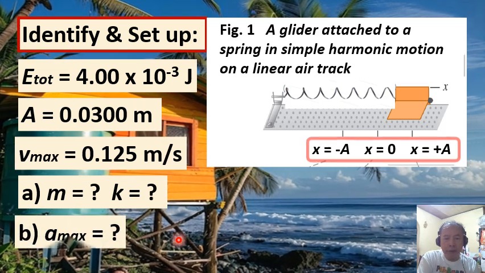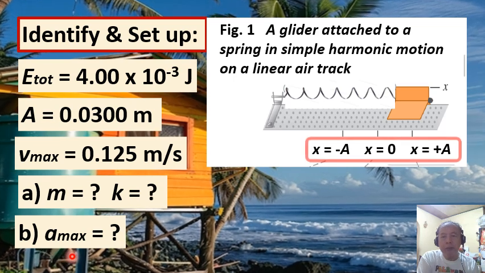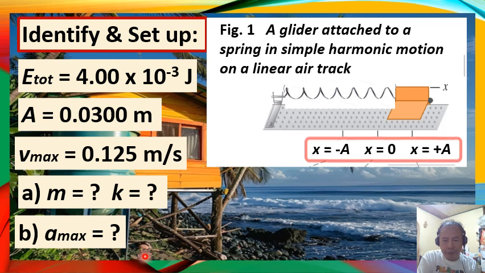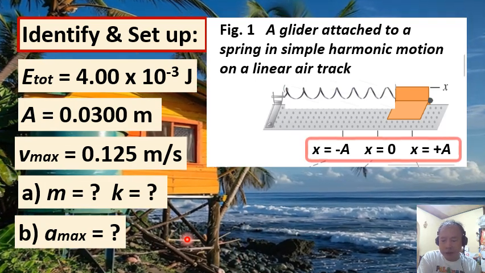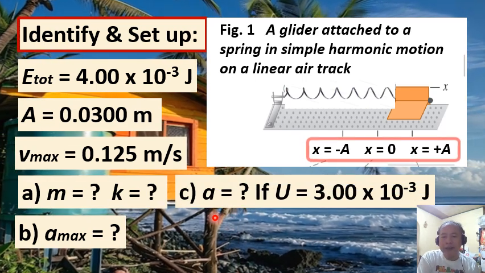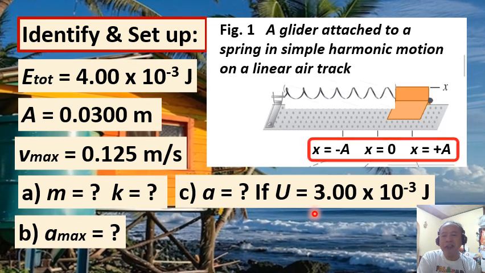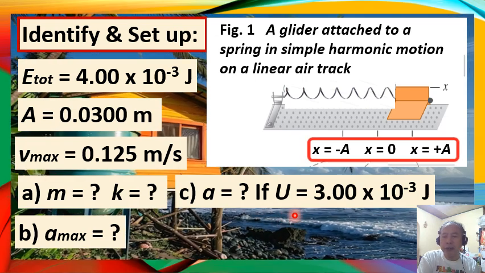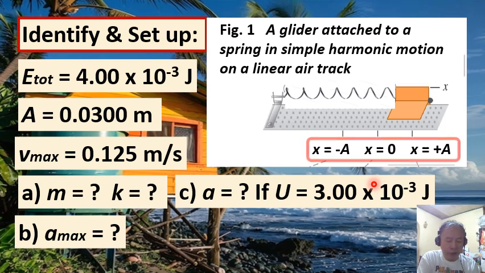In part B, our target variable is the maximum acceleration of the glider. We denote that as a sub max. And in part C, our target variable is the acceleration of the glider if the potential energy it possesses, denoted by capital U, is equal to 3.00 times 10 to the negative 3 joules.